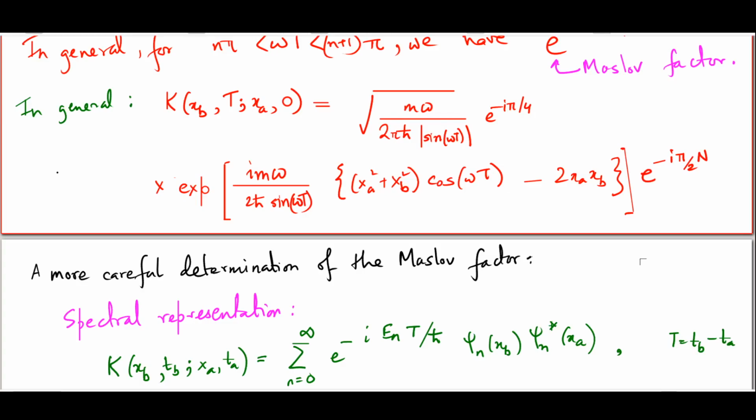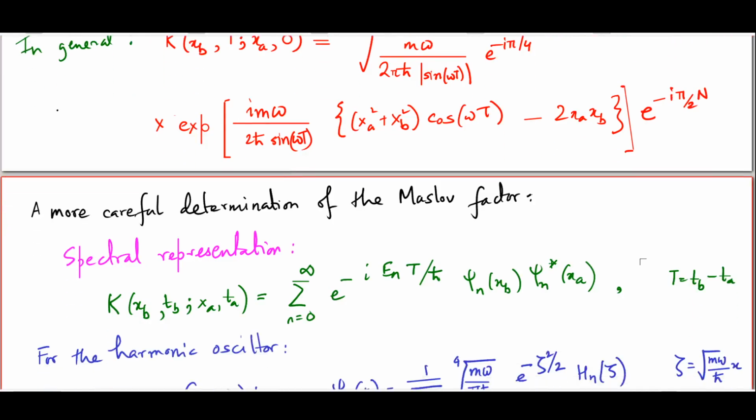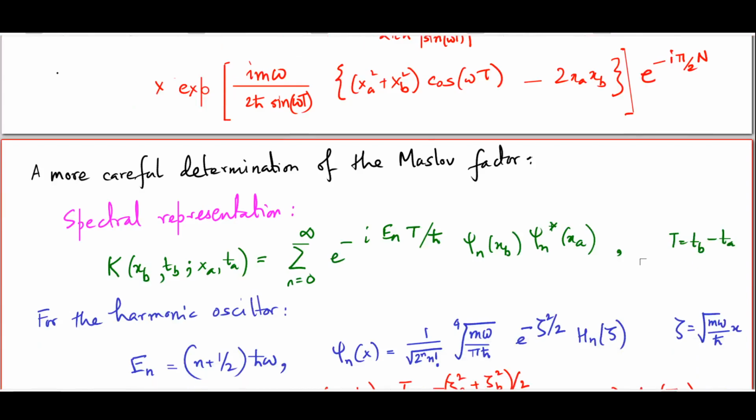Now, in the special case of the harmonic oscillator, we know that En, the nth energy level, is given by n plus half h cross omega, and psi n, the nth wave function, is 1 by root over 2 to the n factorial times the 4th root of m omega by pi h cross, times e to the power minus zeta square by 2 times Hn of zeta, where Hn stands for the nth Hermite polynomial and zeta is the dimensionless parameter which is related to x by the square root of m omega by h cross times x.